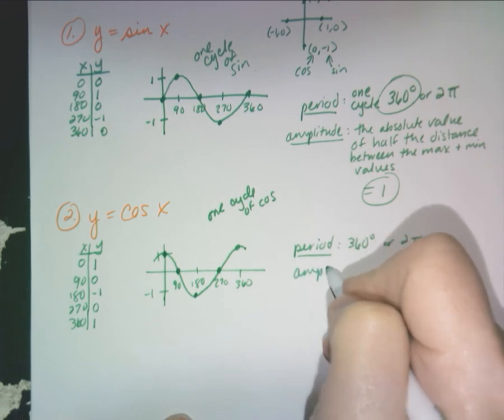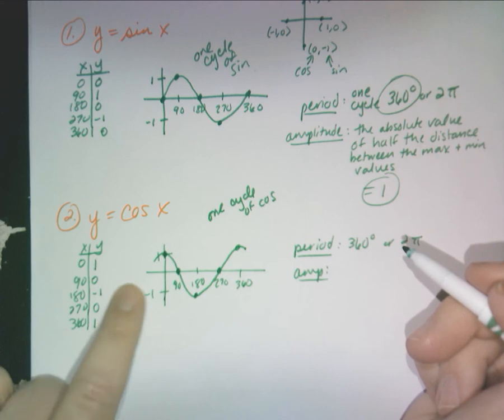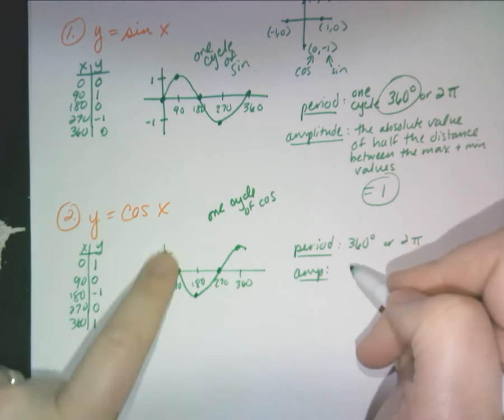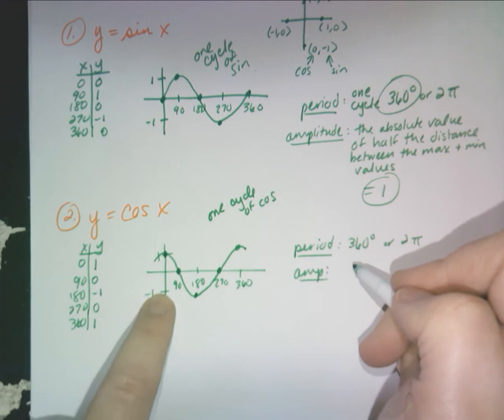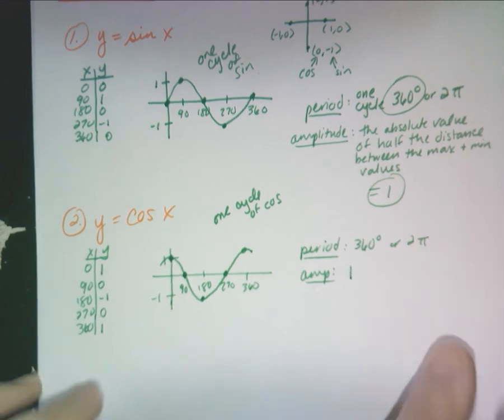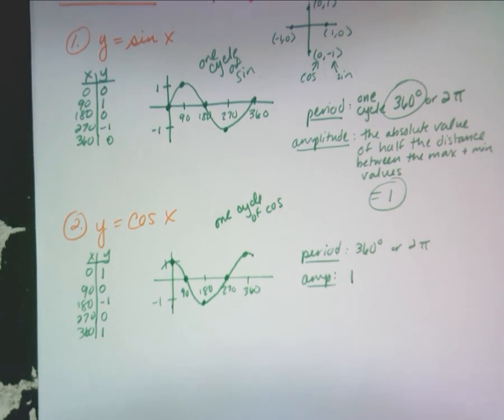Its amplitude, what would half the distance from the max and min be here? 0. Try again. Half of the distance from the max to the min. The distance from max to min is 2. Half of that is 1. Okay? Isn't that the same as the height? Exactly. It's pretty much the height.